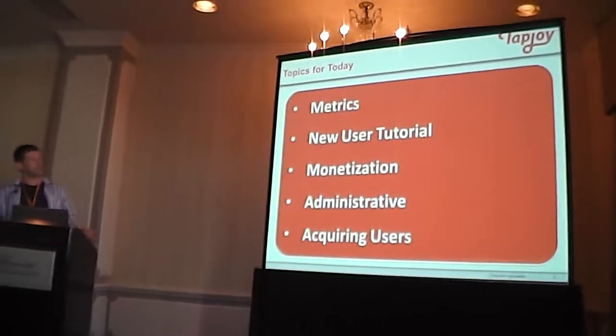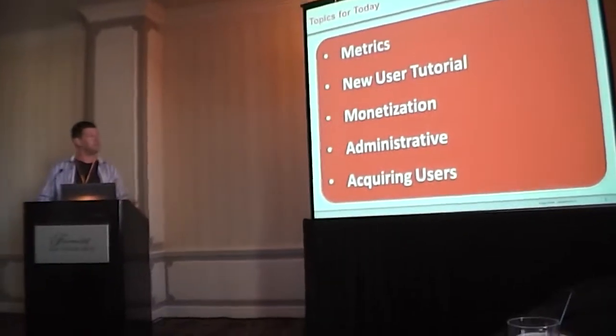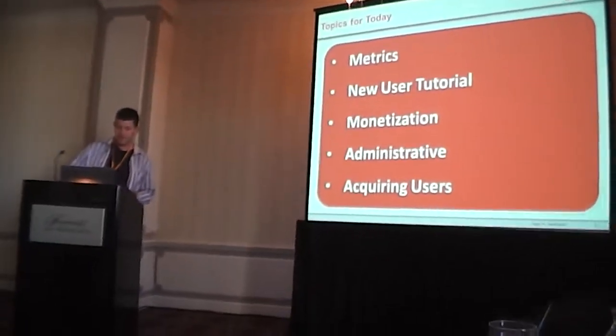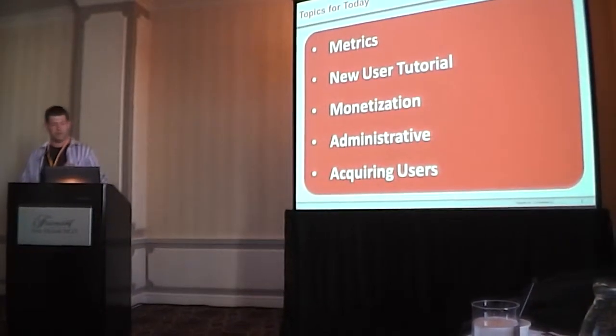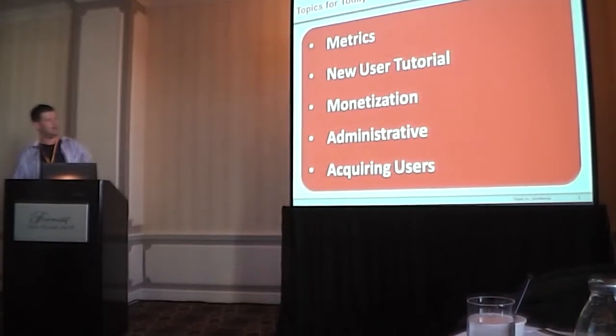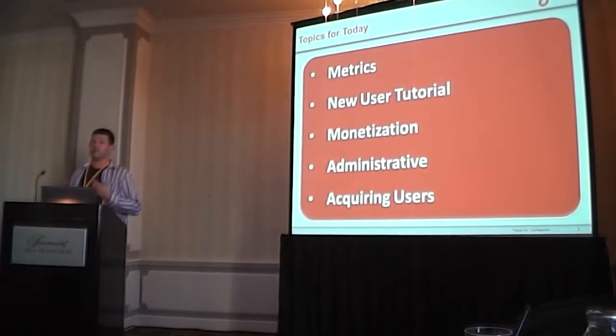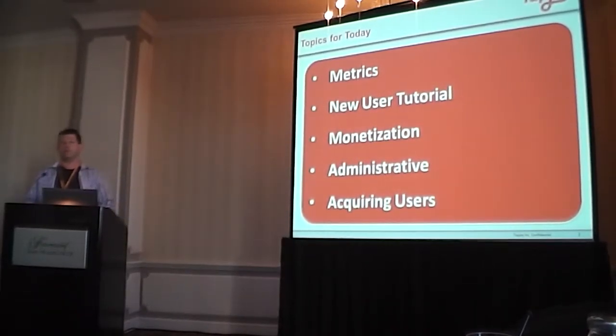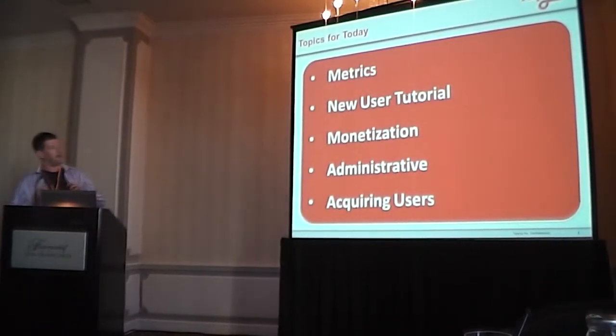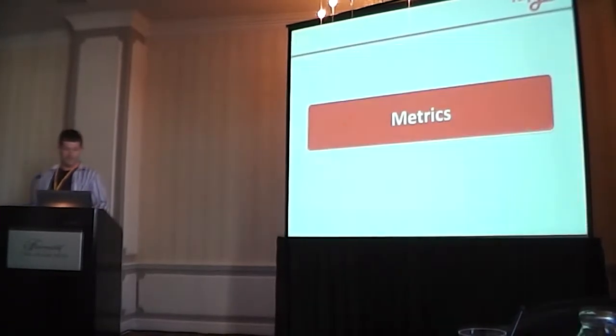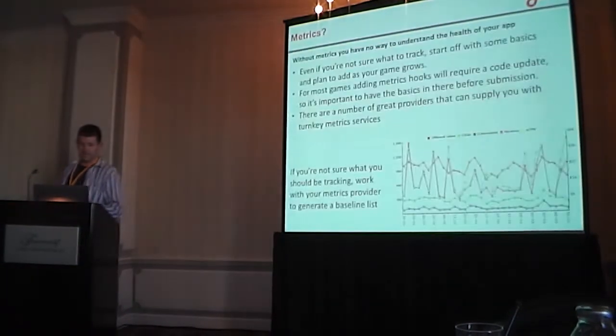So the 5 things that I want to talk about are metrics, new user tutorial, monetization, some administrative items, and acquiring users. Now these are all fairly important things, and most people think that they have them all covered, but quite often there are little details in the process that you happen to forget. So we'll start off with metrics.